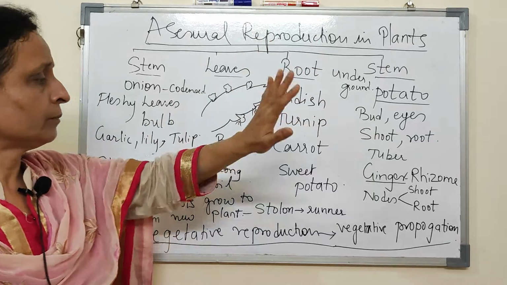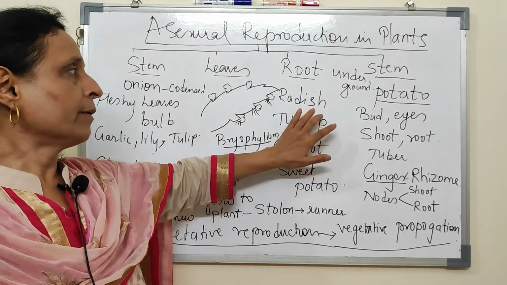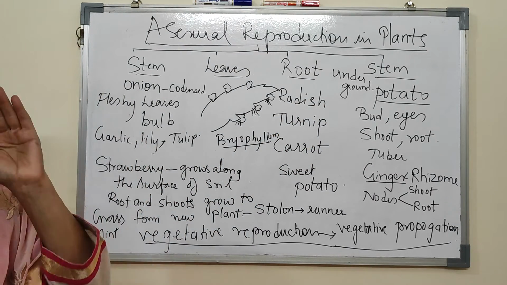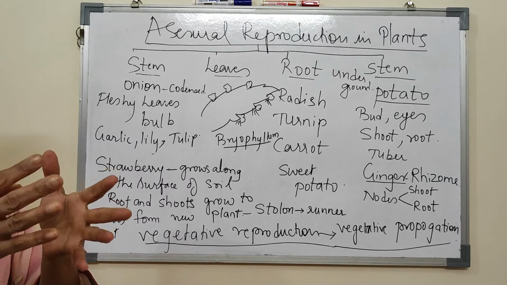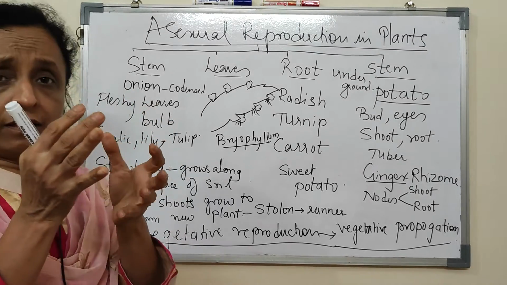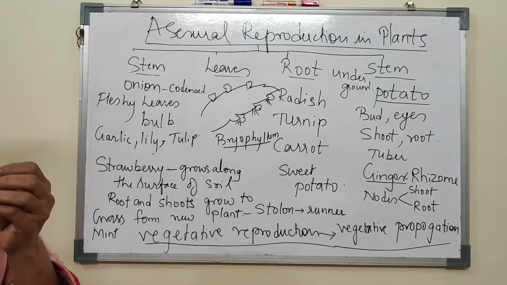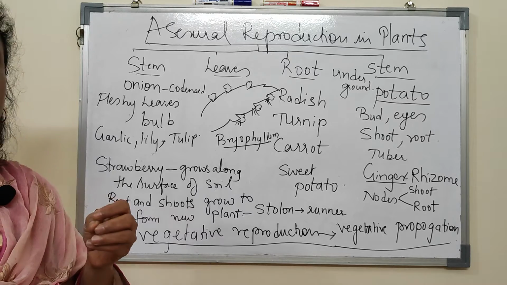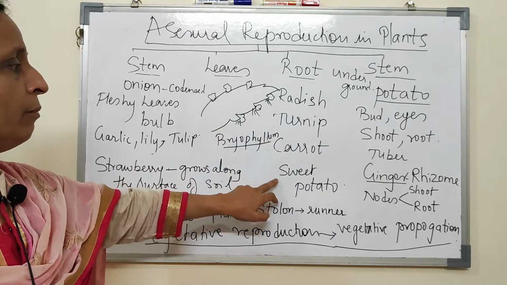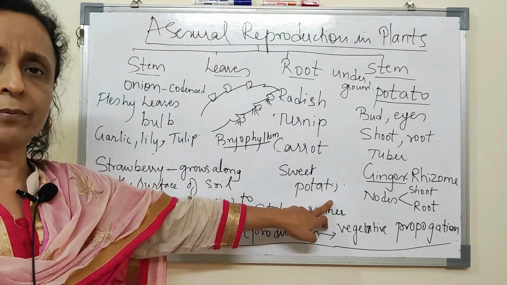Now root. Sweet potato, carrot, turnip, radish. All these are roots. They reproduce by root and they collect food material so that they are able to reproduce. They are able to give energy to the new plant. So all these plants we eat very happily. Actually, that's the adaptation for their reproduction.